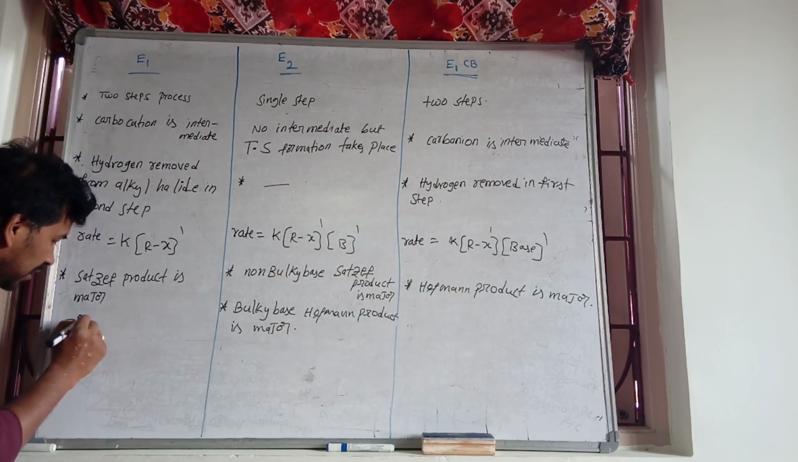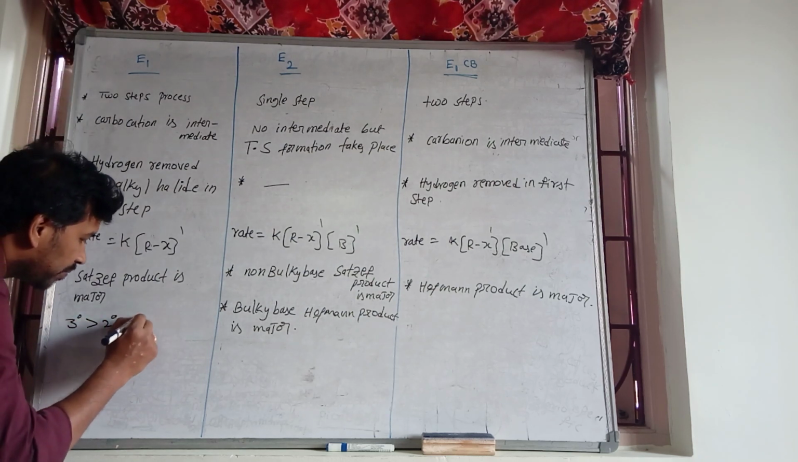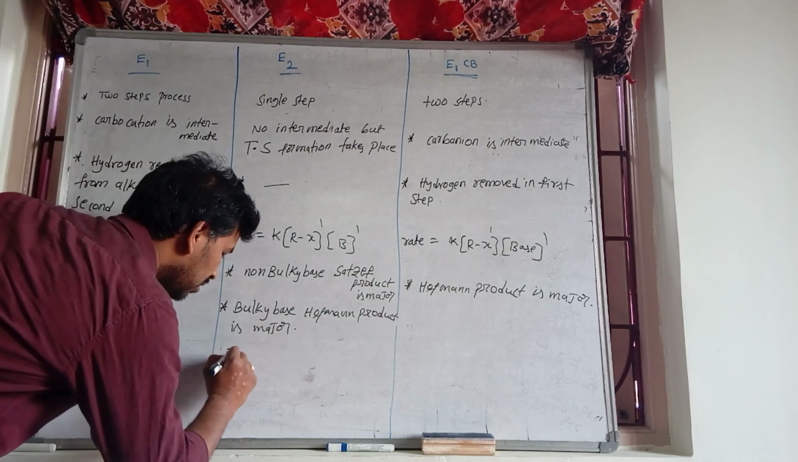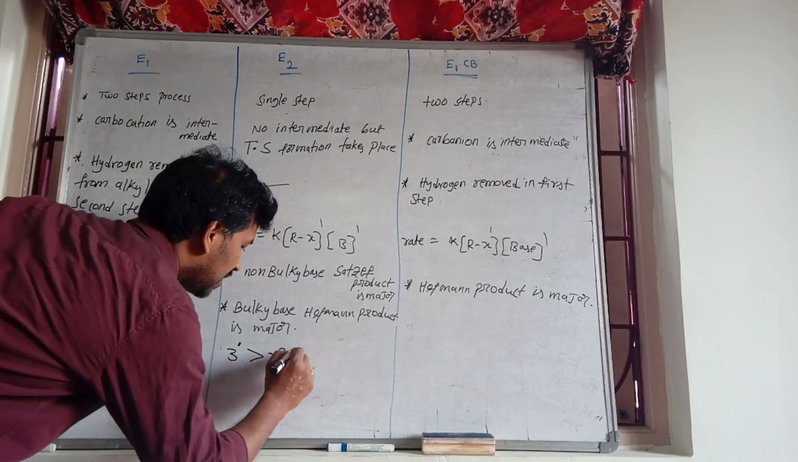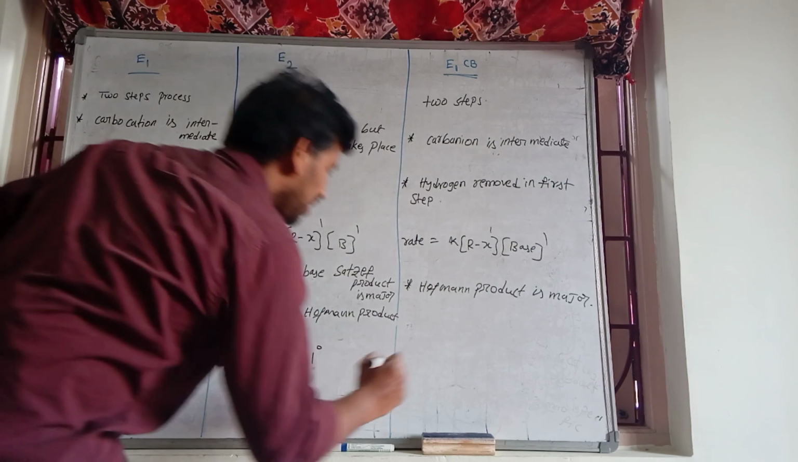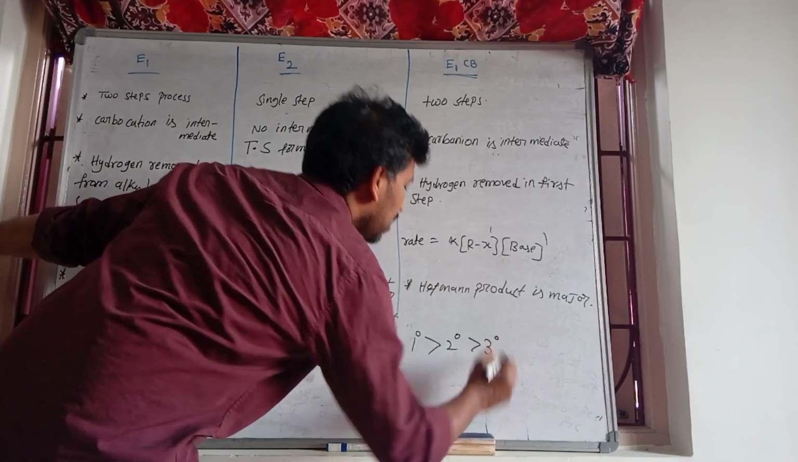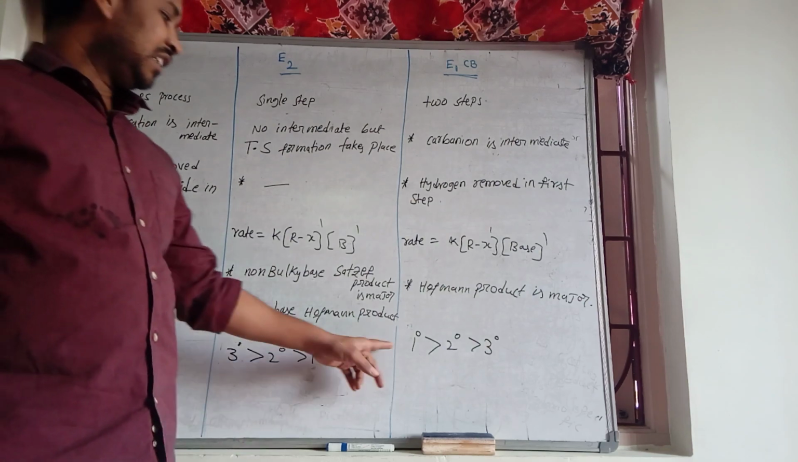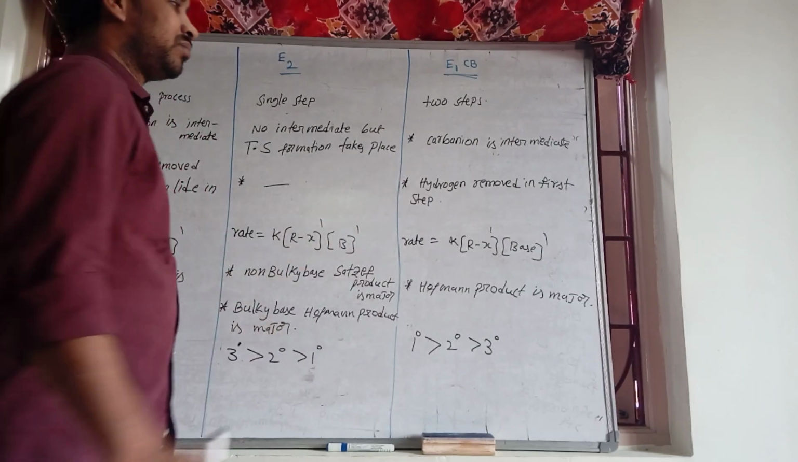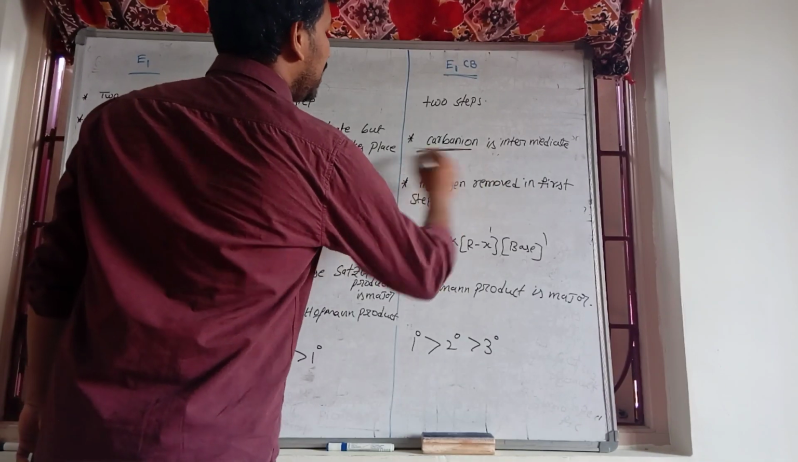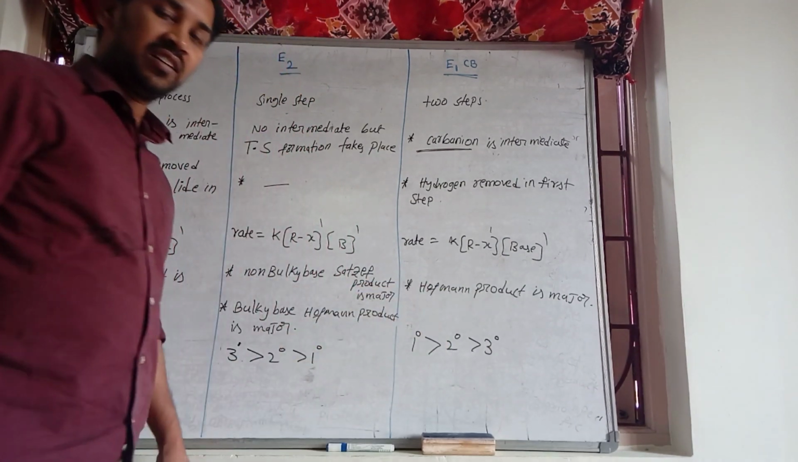Next, reactivity order. In E1, tertiary is more reactive than secondary than primary. In E2 also, tertiary is more reactive than secondary than primary. But in E1CB, primary is more reactive than secondary than tertiary. Reason: the intermediate is a carbanion. In carbanion stability, primary is more stable than secondary than tertiary.